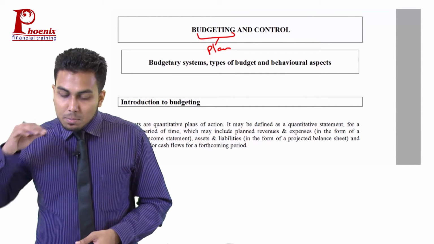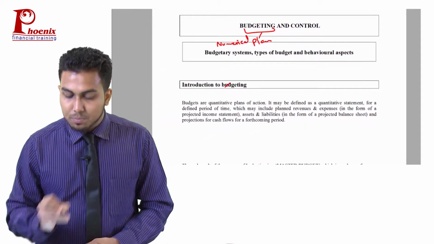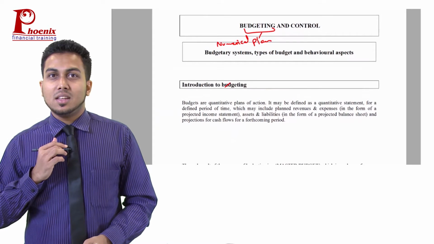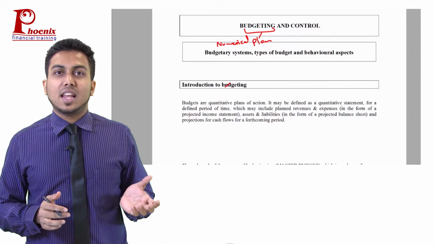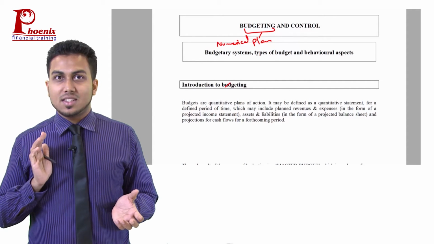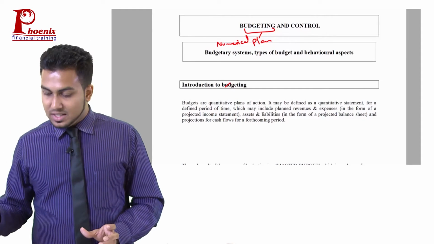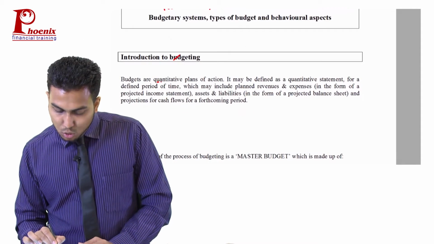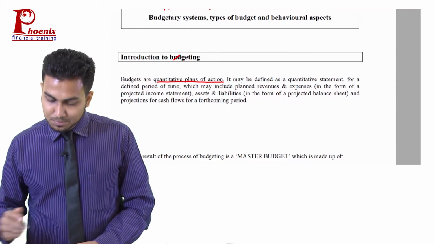Basically, when I put my plan into numbers, into a numerical form, then I call it a budget. Maybe the amount of units that I plan to sell, the amount of money that I expect to spend on labor costs this year, and so on. All of these are putting a plan into numbers, and this is called a budget. So quantitative plans of action are called budgets.